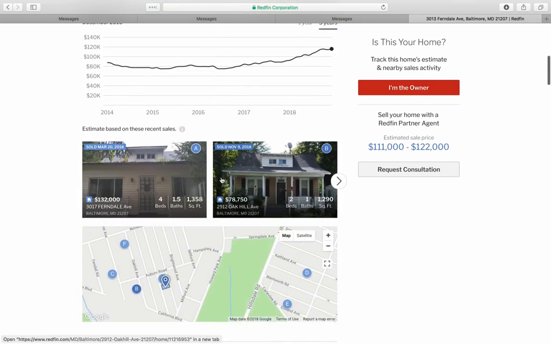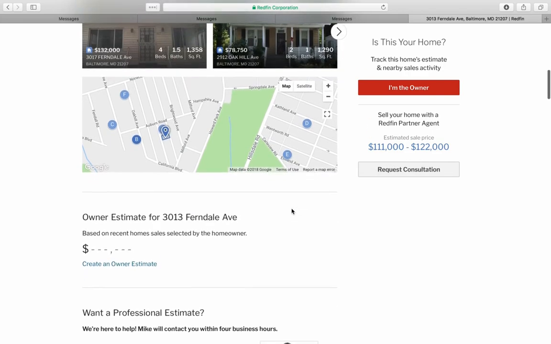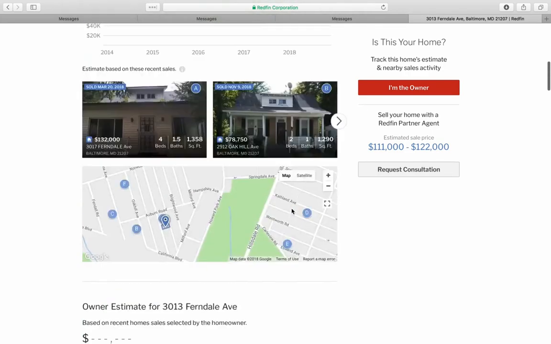We don't want to get too caught up on that because they use these two properties that are on our street that are in as-is condition. It sold for 78 and sold for 132, and they say, oh, that's what your house is worth. Now they don't know the condition of this property versus ours. They don't really know any of those things. So with that being said, they're not always going to get that right.